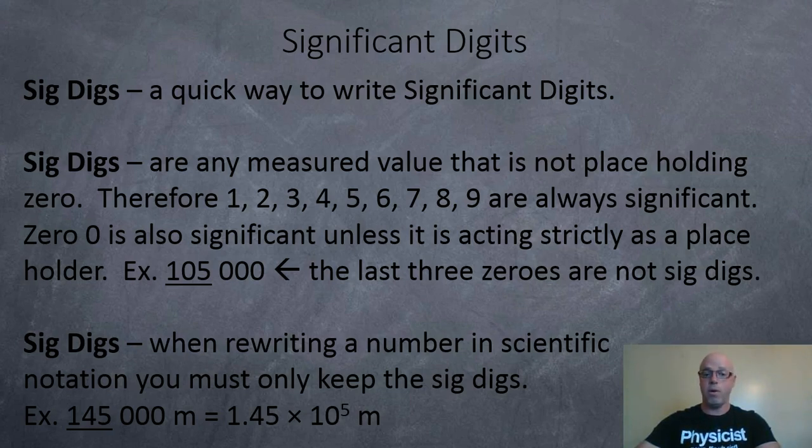So sig-digs are any measured value that is not a place-holding zero. Therefore, 1, 2, 3, 4, 5, 6, 7, 8, and 9 are always significant. And 0 is significant too, unless it is acting as a placeholder. When rewriting a number in scientific notation, you only keep the sig-digs. You drop the place-holding zeros. So for example, 145,000 meters, you would drop these 3 zeros because they're only acting as placeholders.